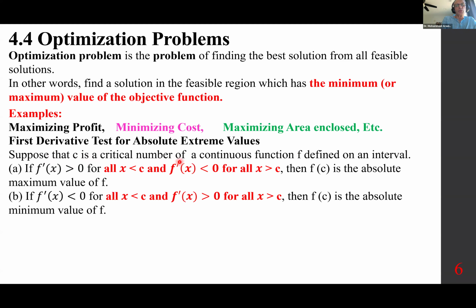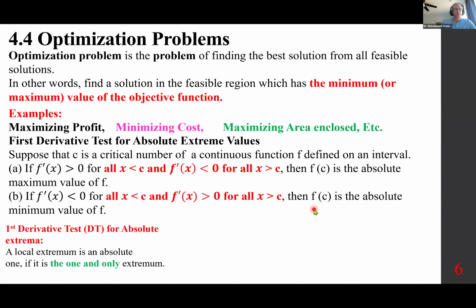Suppose that c is a critical number of a continuous function f defined on an interval. If f prime is larger than 0 for all x less than c, and f prime is less than 0 for all x larger than c, then f of c is the absolute maximum. And if f prime is less than 0 for all x less than c, and f prime is larger than 0 for all x larger than c, then f of c is the absolute minimum value of f. In other words, the local becomes absolute if we are talking about the entire domain.